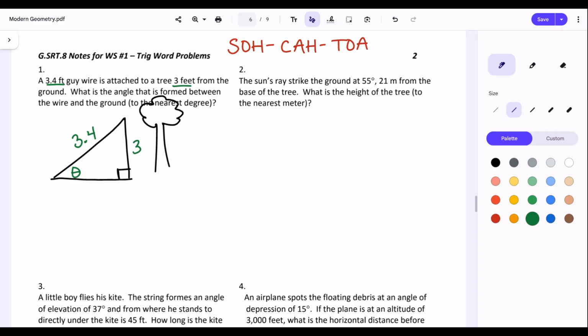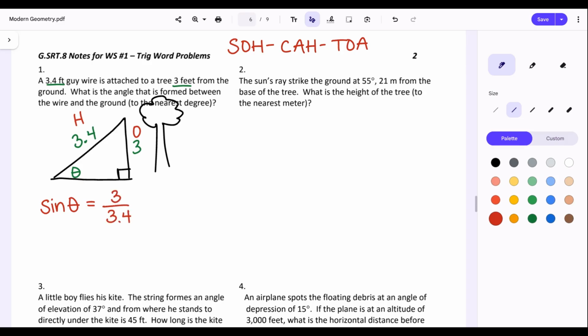So I want to figure out what sides I have. So if you look at theta, you use that as kind of like your baseline. What sides do you have? Opposite, hypotenuse, adjacent, what do you have? 3 would be opposite and 3.4 would be hypotenuse. Good. So what function is that? Good, that's sine. So we're going to do sine of theta is equal to 3 over 3.4.